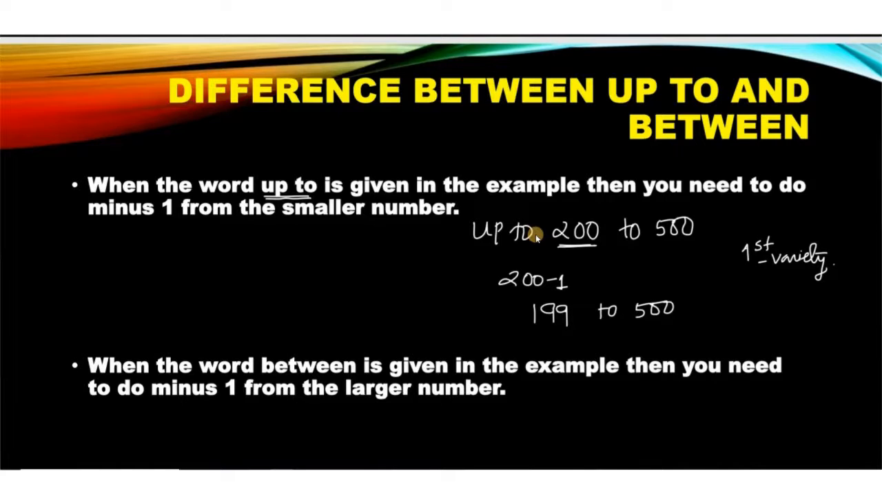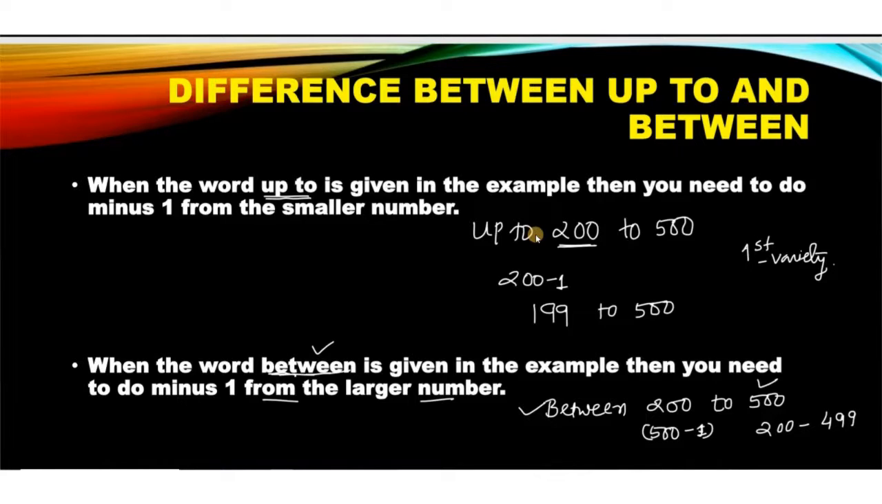Second is when the word between is given. So here the word between is given in an example. For example, between 200 to 500. Now in such an example, you have to do -1 from the larger number. From 200 to 500, this is the larger number, and from 500 you have to do -1. So that is 499. So now you have to find the numbers between 200 and 499.